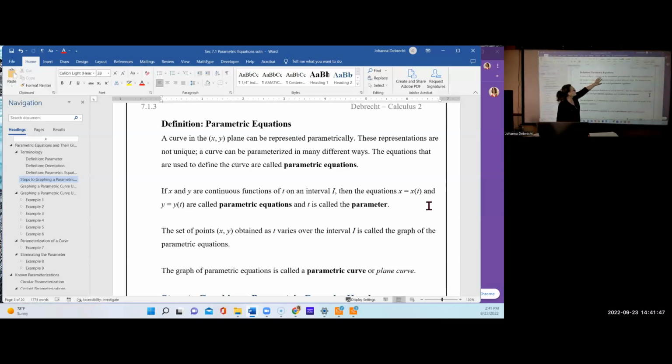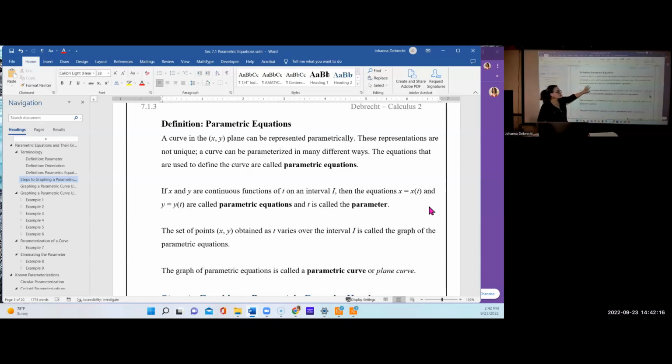So a curve in the plane can be represented parametrically, and these representations are not unique. Now, this is something that is new. So in other words, the way that you write down the equation to generate a particular path is not unique. There might be infinitely many ways of writing down a parametric equation that generates the same path. And in fact, there are always infinitely many different ways.